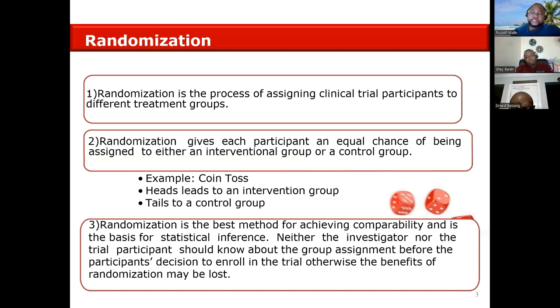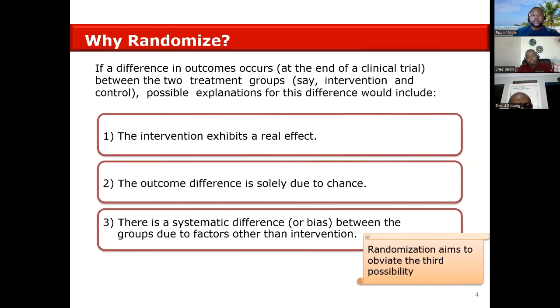Randomization is the best method for achieving comparability and is the basis for statistical inference. Because every clinical study collects data, we make sure that data has statistical analysis. And for you to conduct statistical analysis for your study, you want to make sure that the study is fair. And how do you make sure a study is fair? You want to make sure that you're providing accurate randomization to the study, which will also enable the FDA to evaluate that the study was conducted fairly, without any basis for bias.